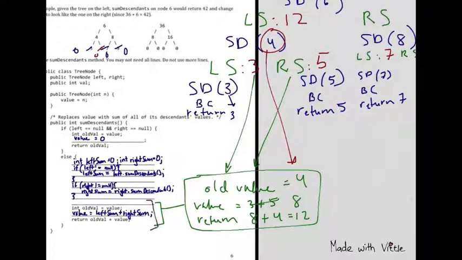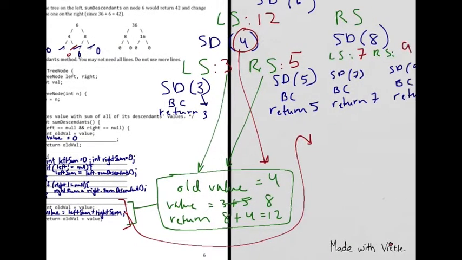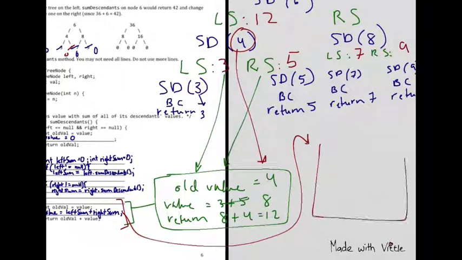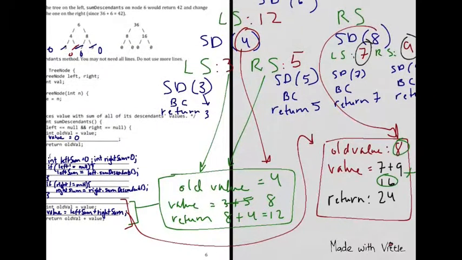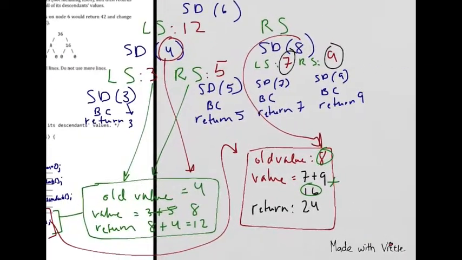So now we can go to the bottom case, similarly to what we did on the left side, once we traverse the left and right side of the call to sum descendants of 8. So old value is going to equal 8 because that is the current value of the node. It says old value equals value. And then we're going to set value equal to left sum and right sum. So 7 plus 9, 16, and we're going to go ahead and return 24 because that is 16 plus 8.